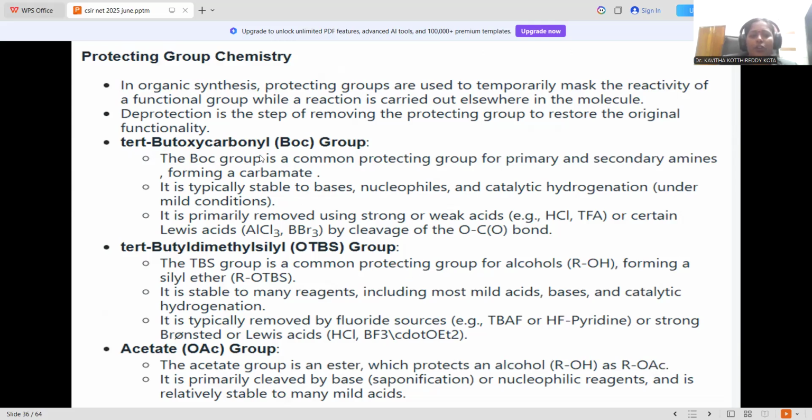Tertiary butoxycarbonyl is simply indicated as Boc. The Boc group is a common protecting group for primary and secondary amines as well, and is typically stable to bases, nucleophiles, and hydrogenation may not affect that one. In order to remove this Boc group, specific reagents like acids, such as hydrochloric acid, trifluoroacetic acid, and Lewis acids like aluminum trichloride, boron tribromide, such acidic reagents are very susceptible for the removal of Boc.